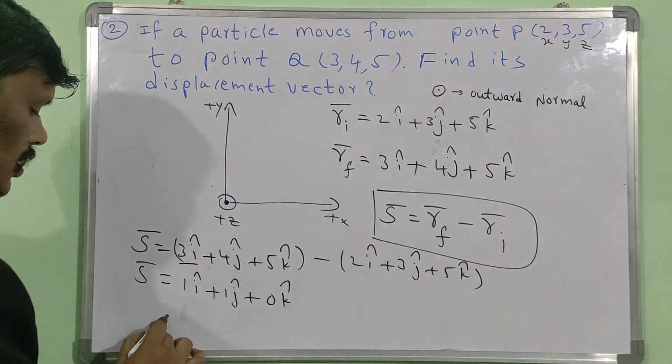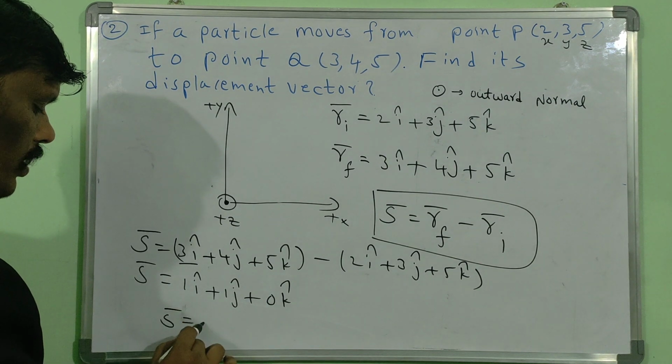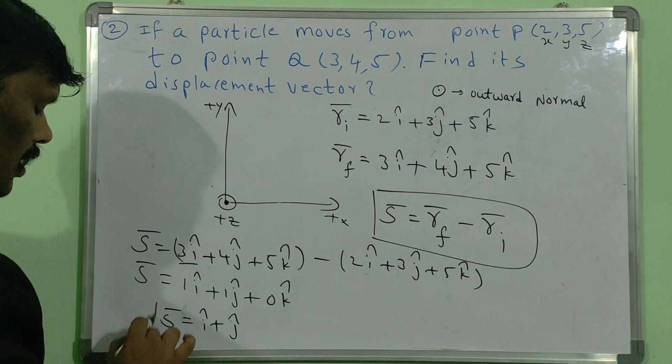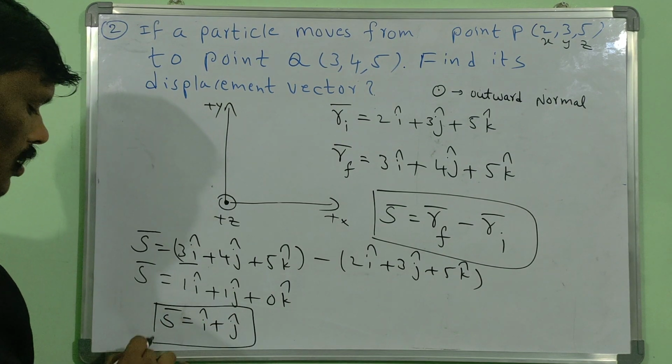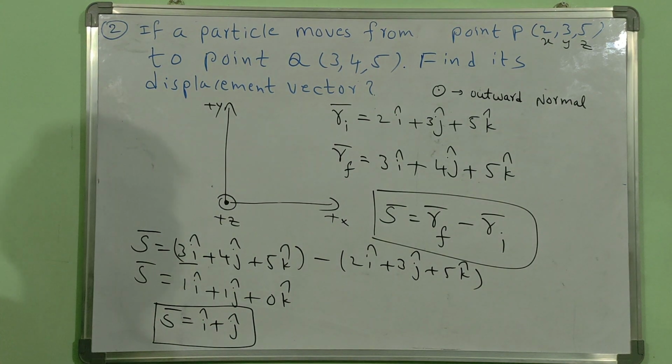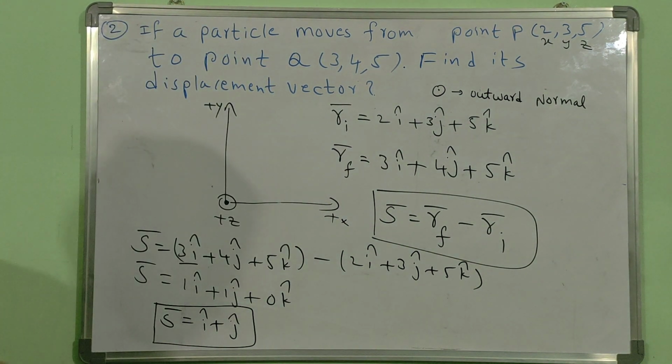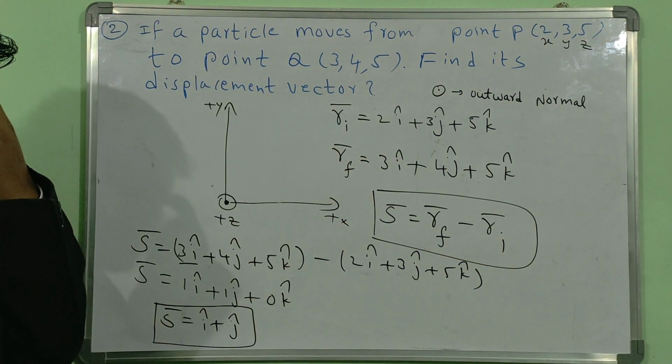So finally, what is our displacement vector? Simply 1 i cap, that is i cap, plus 1 j cap, that is j cap, plus 0 k cap. Leave it. So this is our displacement vector from the initial position to the final position. This is the way to calculate the displacement vector, my dear students.